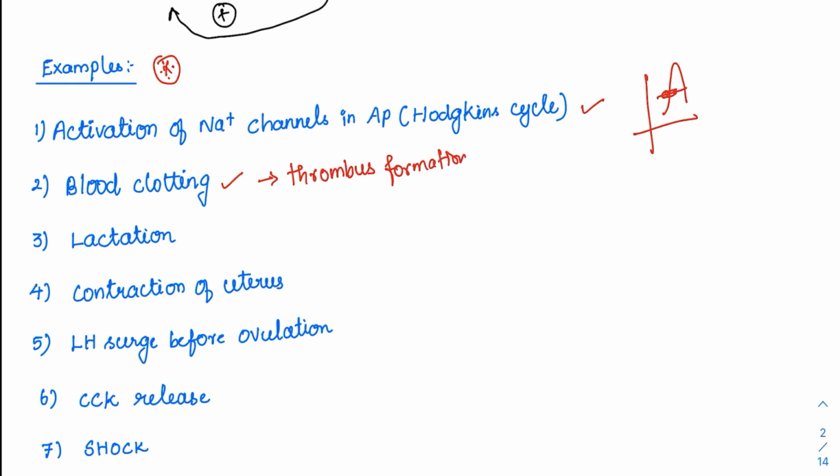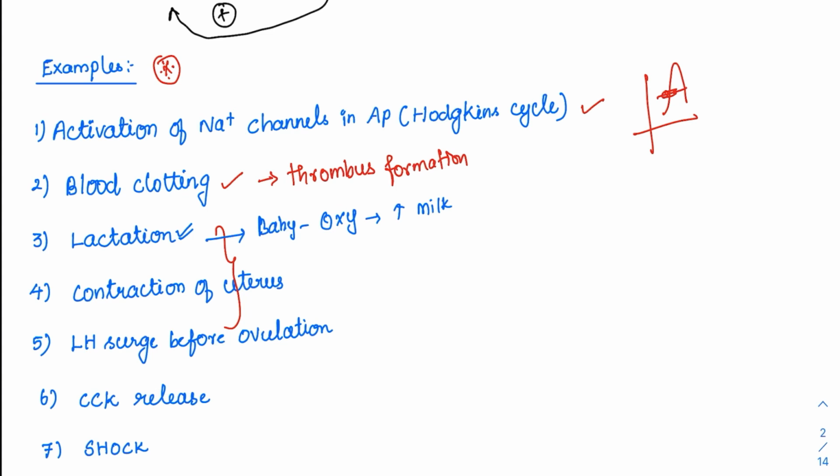Then coming to three things which are happening in the females, the first is lactation. In lactation, whenever there is suckling of the baby, oxytocin is produced, and this oxytocin will increase the milk production. And this cycle keeps on happening. It is called the milk let down reflex. This lactation is also an example of positive feedback.